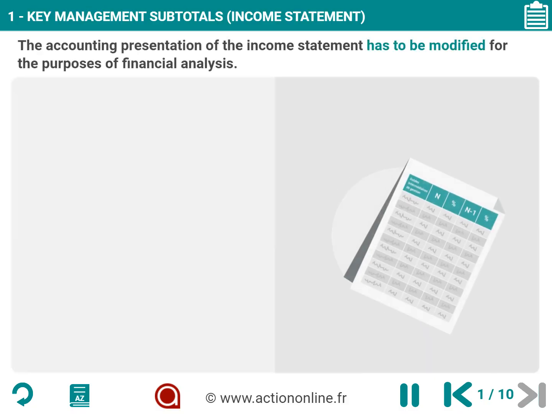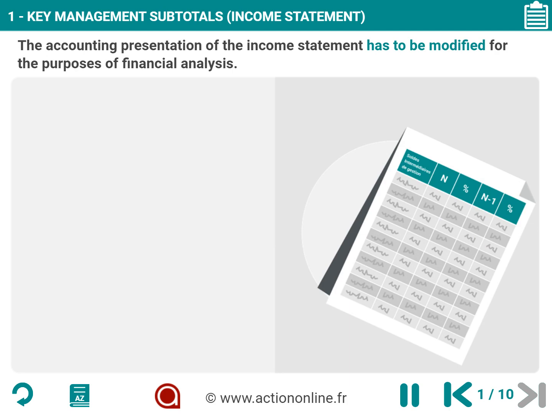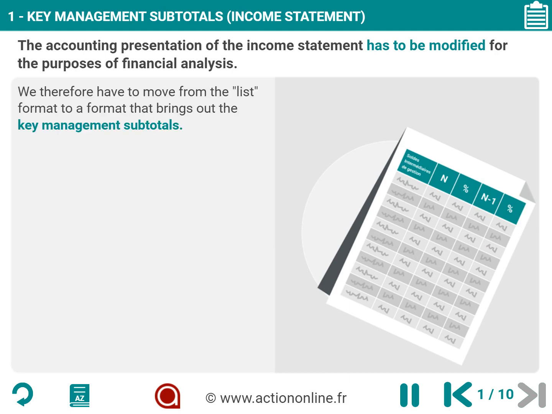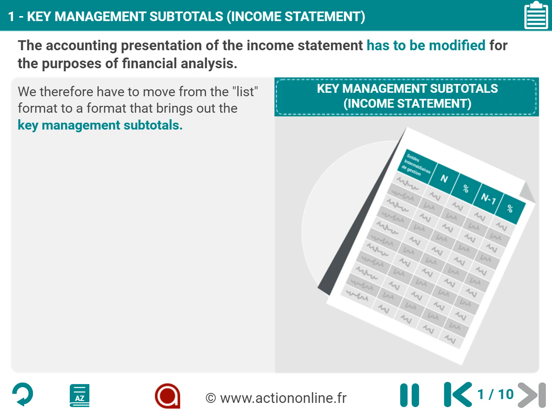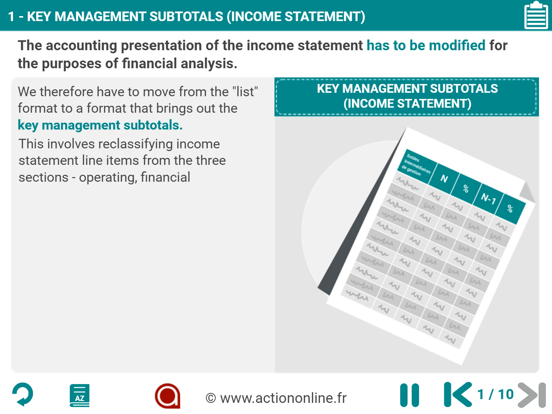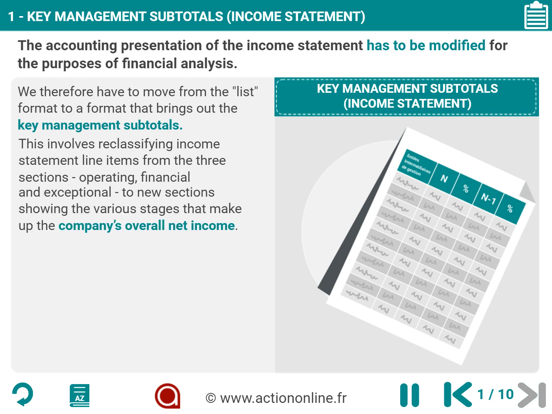The accounting presentation of the income statement has to be modified for the purposes of financial analysis. We therefore have to move from the list format to a format that brings out the key management subtotals. This involves reclassifying income statement line items from the three sections, operating, financial and exceptional, to new sections showing the various stages that make up the company's overall net income.